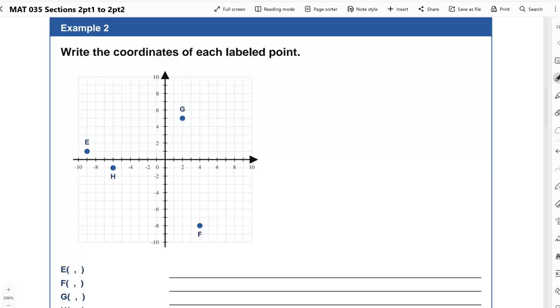Point E from the origin is left 9 and up 1. So E is (-9, 1). F is in quadrant 4. So we're going to move 4 units to the right and down 8. So (4, -8).